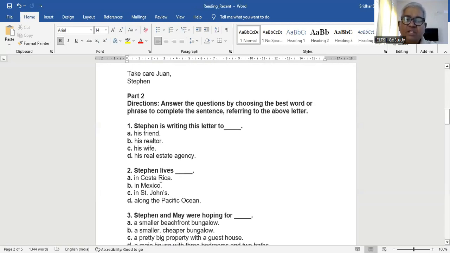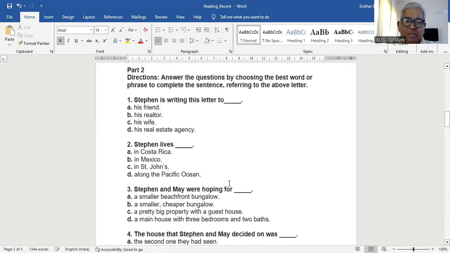Stephen lives in A, Costa Rica, B, Mexico, C, St. John's, D, along the Pacific Ocean. We know, we read from the reading paragraph that Stephen lives in St. John's when he says all's well in St. John's.